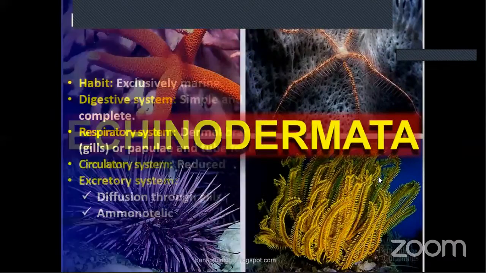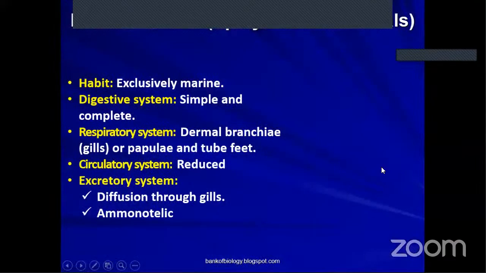We go to the next one. That is Echinodermata. Echinus means spine, dermata means skin. So they are spiny-skinned animals. Their habit is exclusively marine. Understand this, they are exclusively marine.